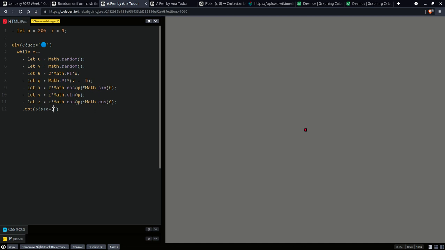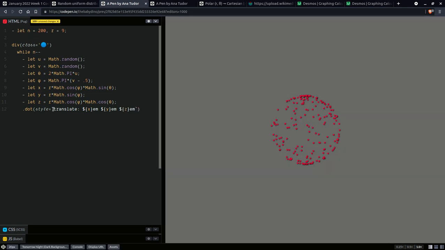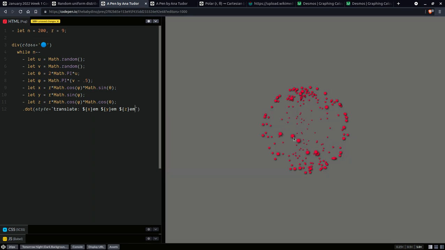And having done this, we are going to have translate, and we're going to interpolate those values, x, m, y, m, and this should give us the 3D distribution. And you can see how some dots are bigger because they're closer and others are smaller because they're further away. Okay, so that's something that we wanted.